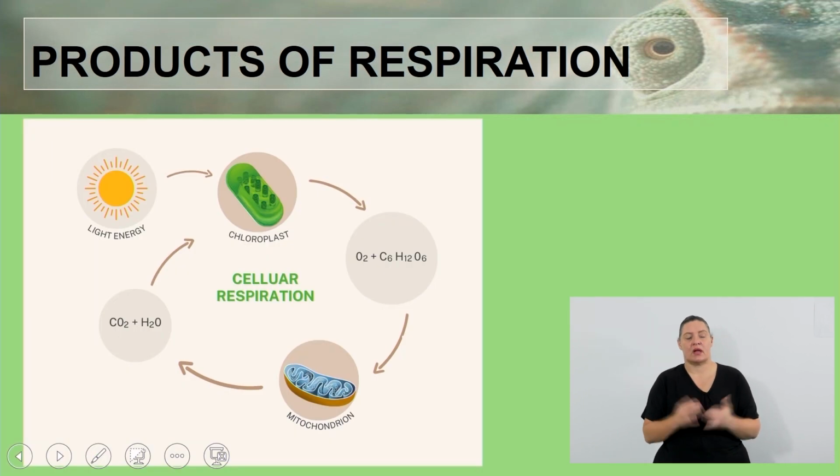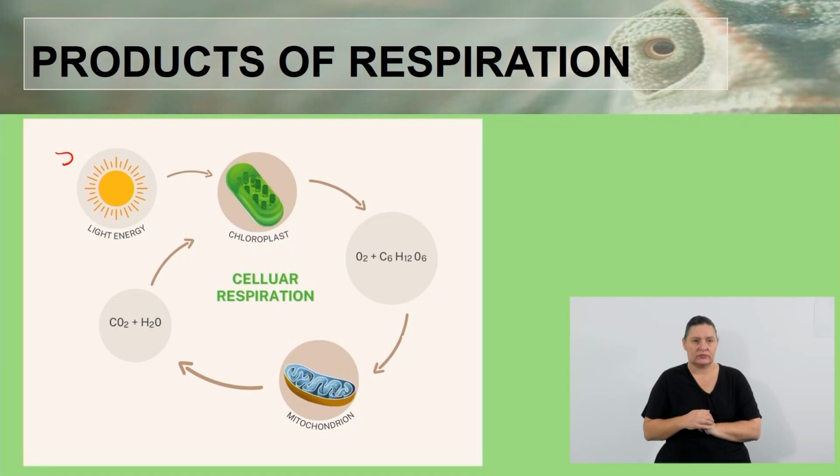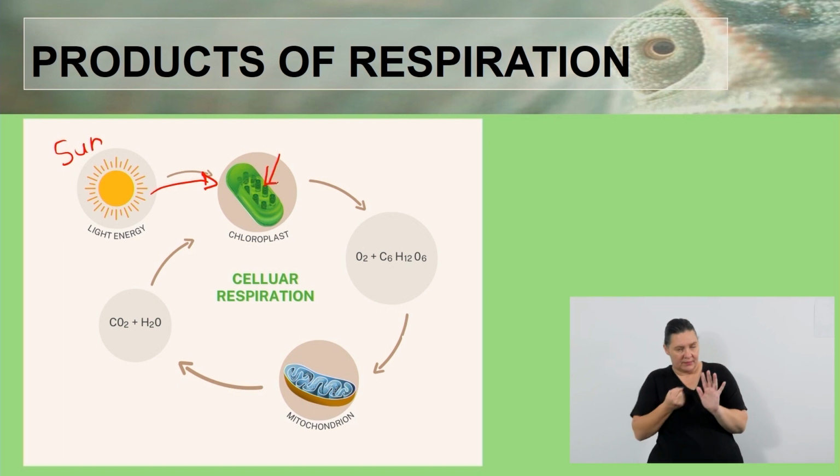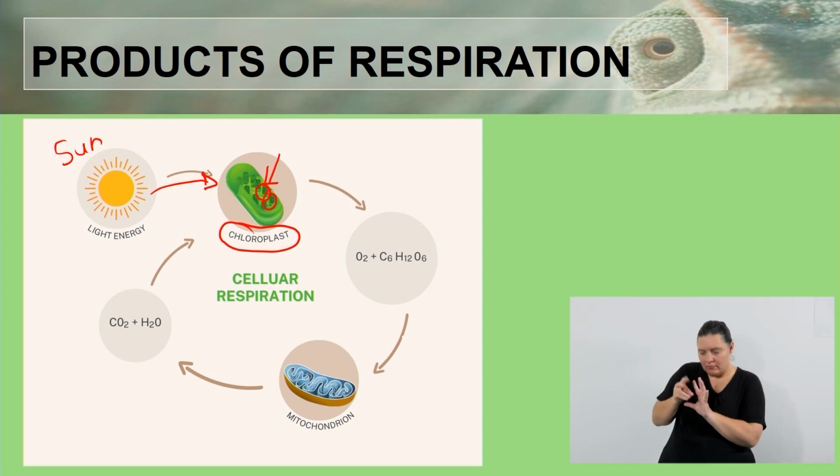Now we are going to look at this picture that explains what we have just spoken about. So we have the sun here, which is the genesis of everything. So the sun gives us radiant energy. The radiant energy is absorbed into the chloroplast. This is the chloroplast. And inside the chloroplast, we find small structures called the chlorophyll. This is the pigment that is responsible for absorbing the light energy during photosynthesis.